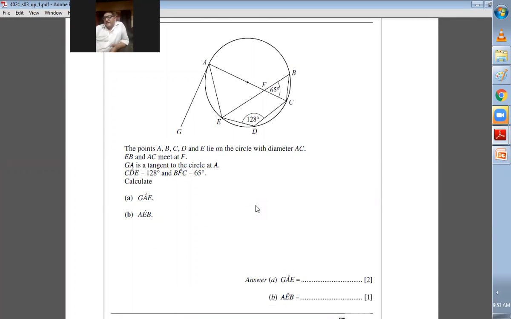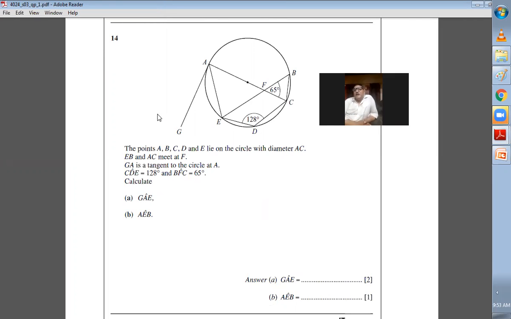So this is question number 14. The points A, B, C, D, and E lie on the circle with the diameter AC. EB and AC meet at F, and GA is the tangent to the circle at A. CD is equal to 128 and BFC is equal to 65. Calculate the angle GAE.